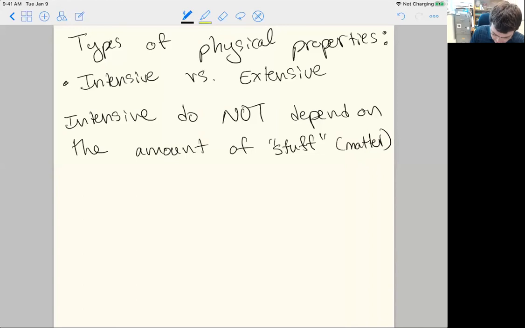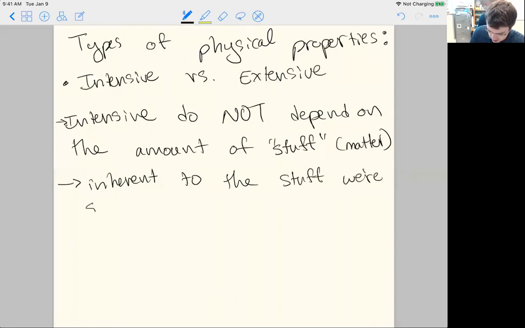These are physical properties inherent to the matter that we're studying, inherent to the stuff we're studying. Okay, so that's another way of thinking about intensive properties. These are properties that are inherent to the stuff that we have, the type of stuff. It may change whether you're looking at an iron type of matter or a gold type of matter. You'll see some things change. Let's look at some examples of this.